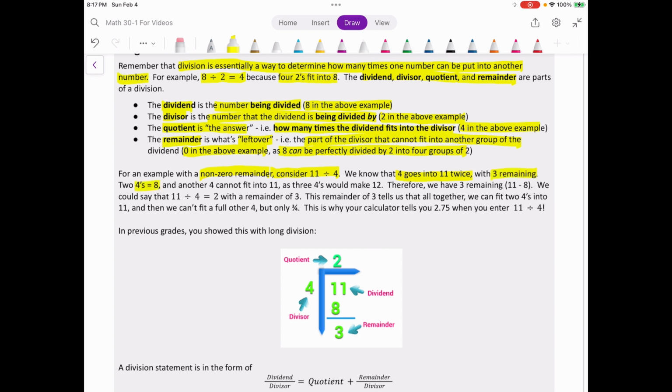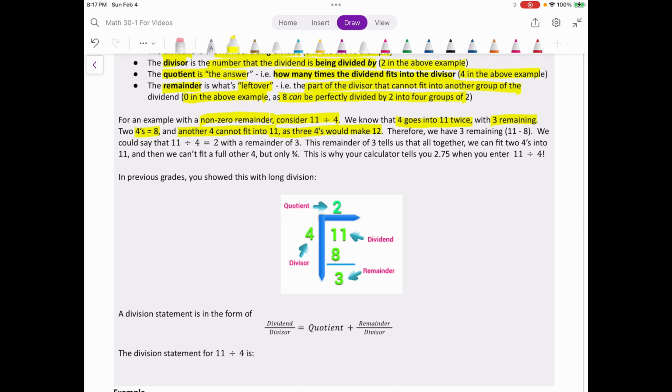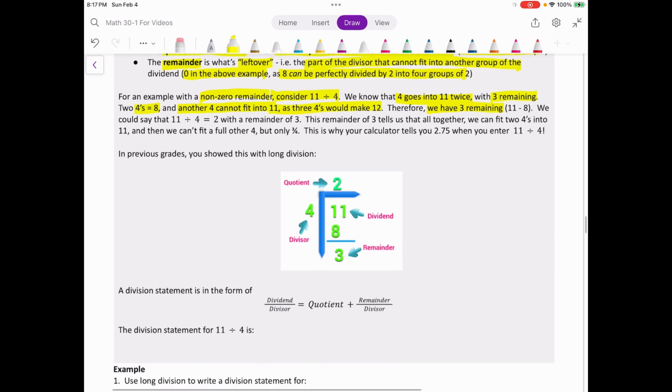2 4s equals 8, and another 4 cannot fit into 11 because 3 4s would make 12. So we have a remainder of 3, we would say, right? 11 minus 8. Okay, there's 3 left over to get to the 11. So what we would say is 11 divided by 4 is 2 with a remainder of 3.